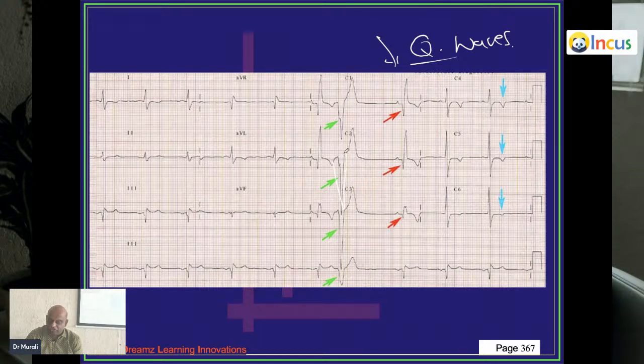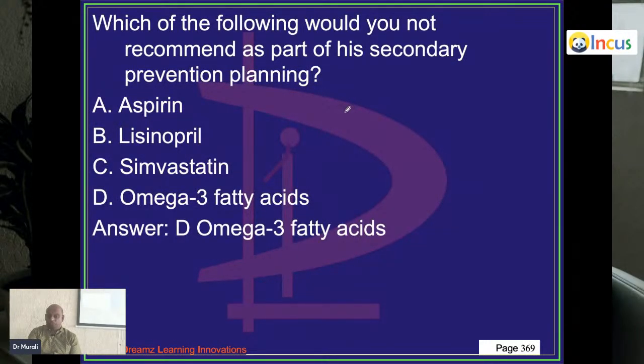So pathological Q wave, you are able to see. All right. So secondary prevention. What do you use when the patient is getting discharged from the hospital after a MI?